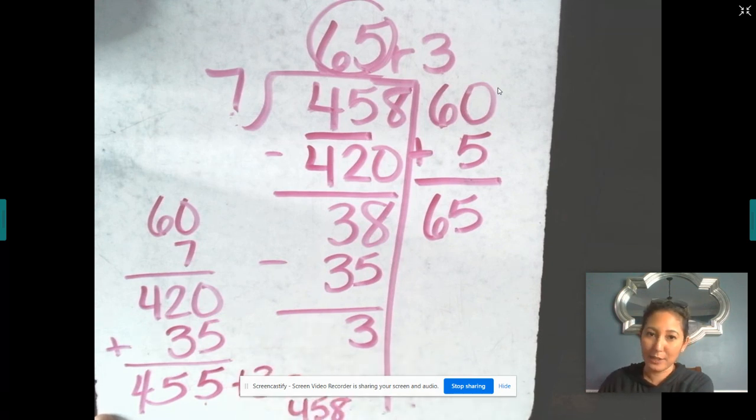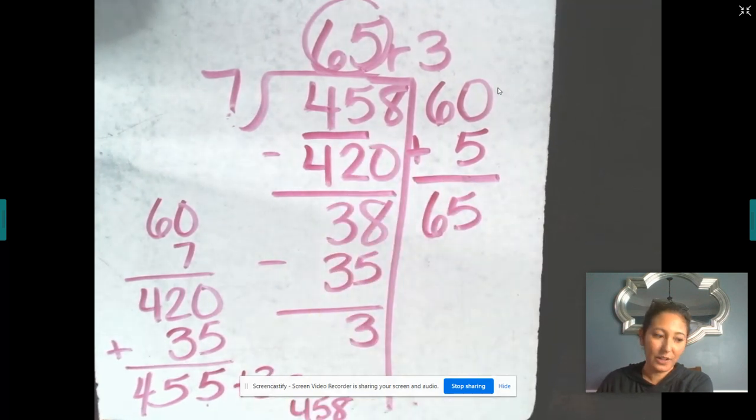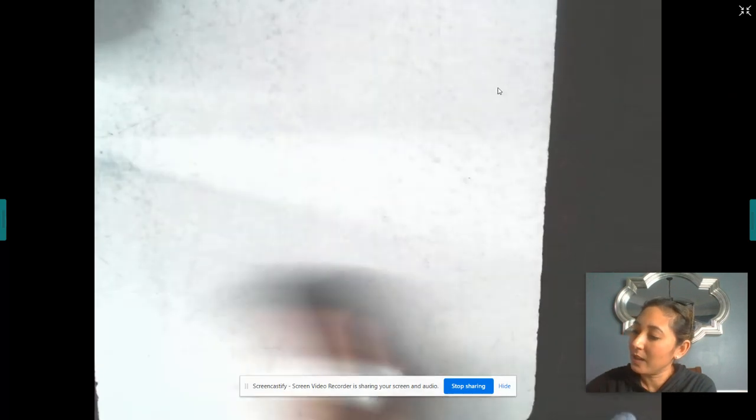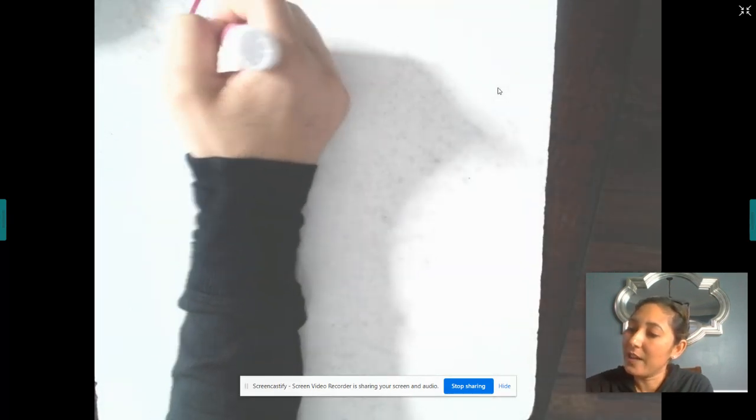I'm running out of space here. So we are correct. All right, moving on. So the answer is 65, remainder 3. On that first one.